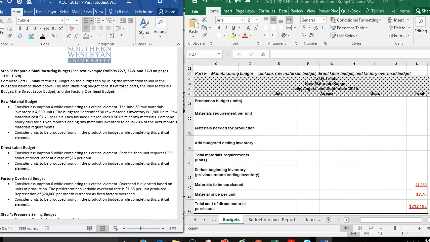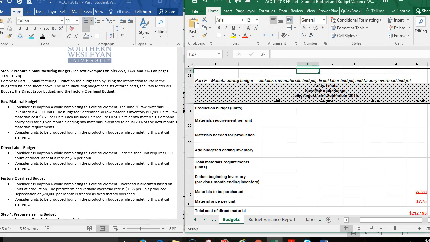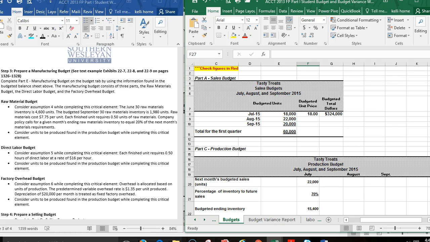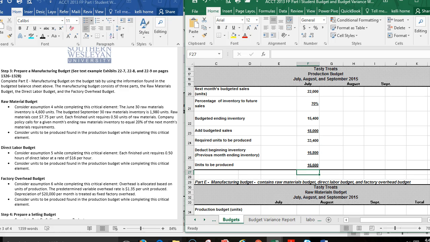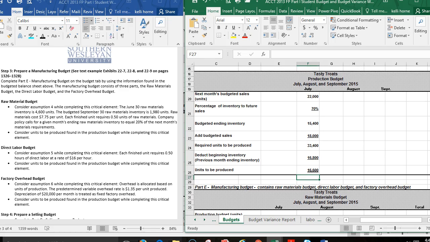So up to this point, you have completed your sales budget, and from that you completed your production budget. Now you will recall when you completed the production budget, you determined that you would need to produce 16,600 units in the month of July.